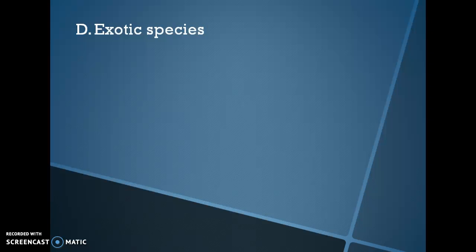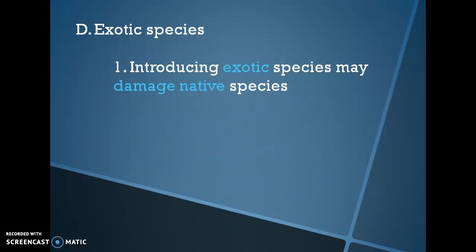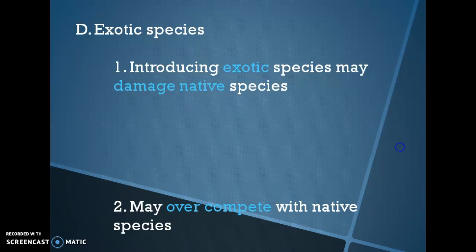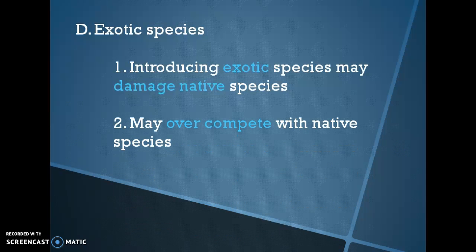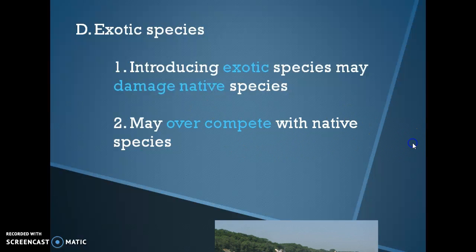Also, exotic species. When we introduce exotic species to an area, it may damage native species. We know that many times an exotic species comes into an area, like the emerald ash borer that's starting to kill all of those ash trees. And then we also have the Asian carp that takes over. We have mussels that are sometimes growing in places they're not supposed to be, so those exotic species may damage native species. They can also outcompete the native species.